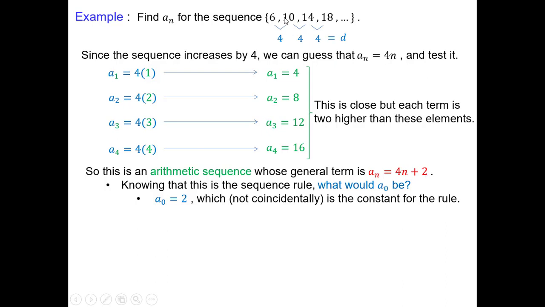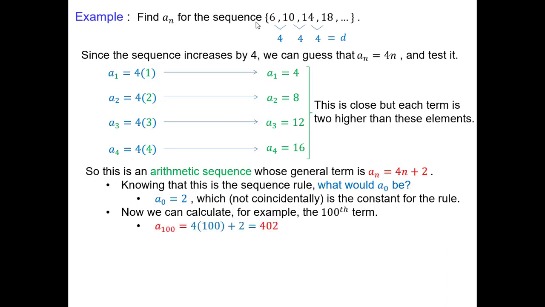And we could see that from here. If I were to take 4 away from 6 to get the term before the first term, that would give me a value of 2. So with this function rule, or this sequence rule rather, we can calculate the 100th term. Without having to find the first 99 terms, we can simply plug in 100 to n, and we get an answer of 402.